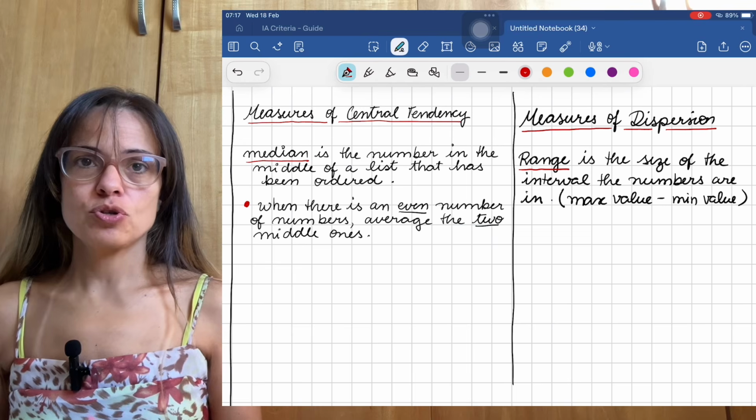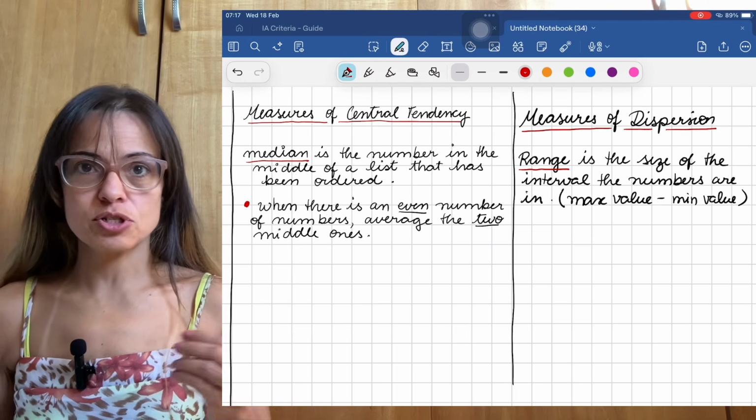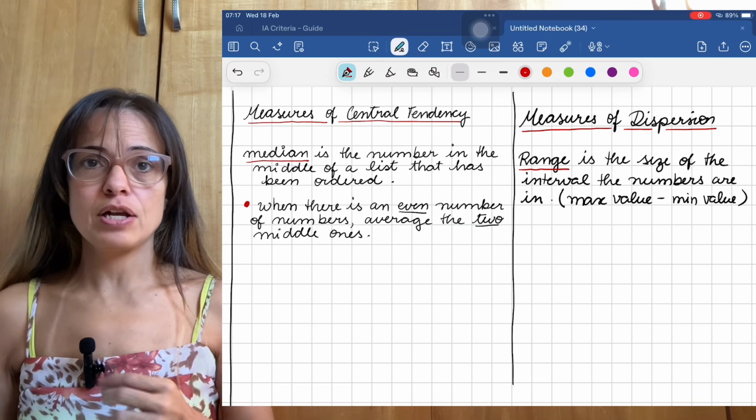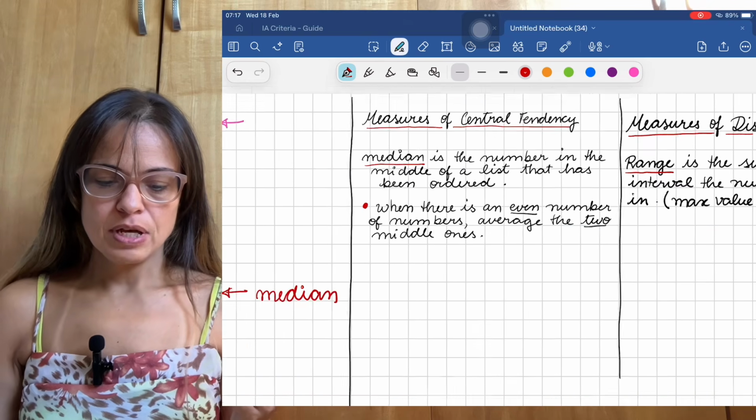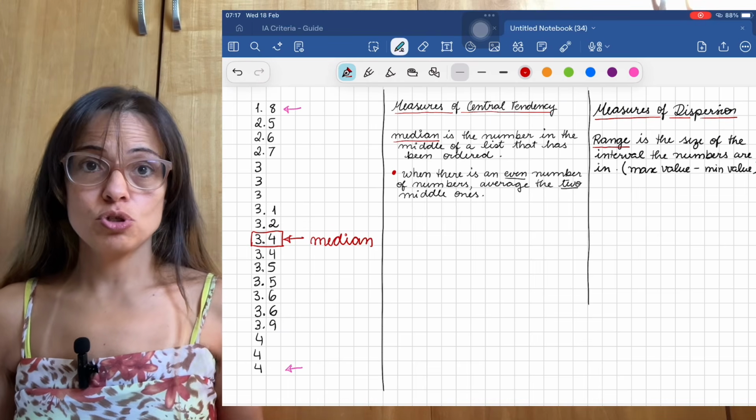So this is called the measure of dispersion. The range is the first measure of dispersion on our list. There's going to be more, and it is just the size of the interval. So the maximum value minus the minimum value. In our example, the range is 4 minus 1.8, which is 2.2.